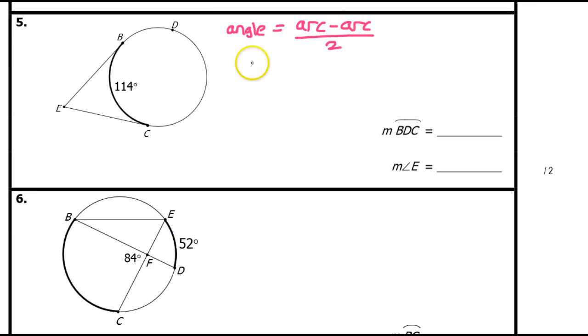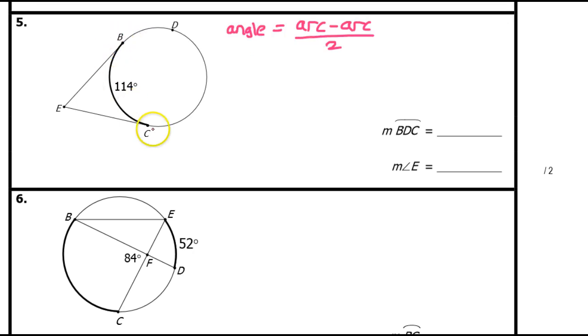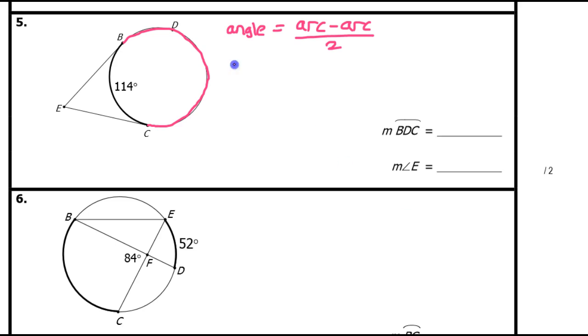Now, what are these two arcs? I only see one arc right here. Well, I'm hoping you can see that the black arc and this red arc together make the entire circle. So we've basically divided the circle up into two arcs, black and red. So I should be able to easily find the measure of the red arc by subtracting from 360. So 360 minus 114 is 246.